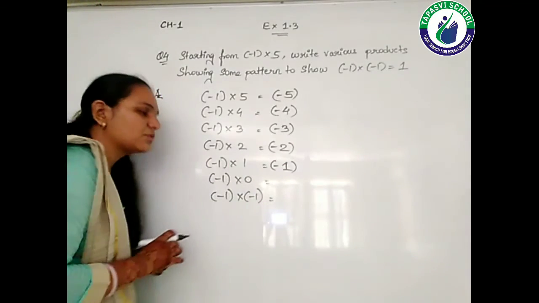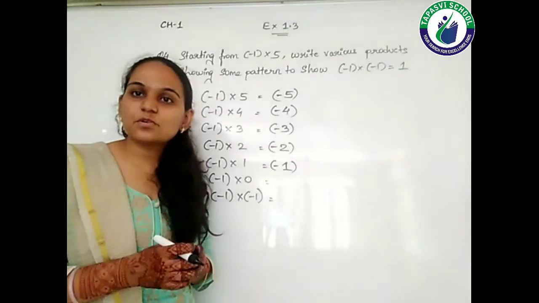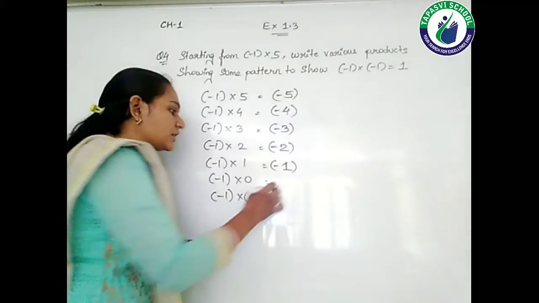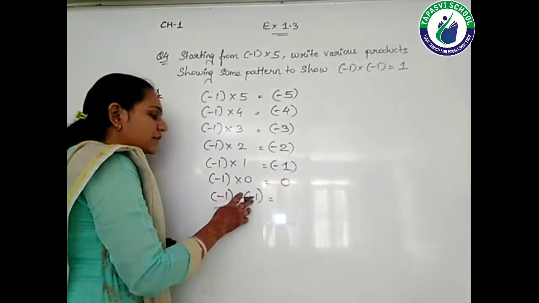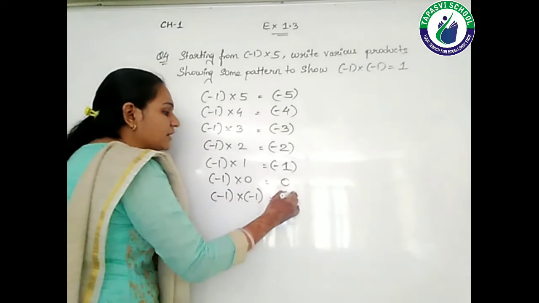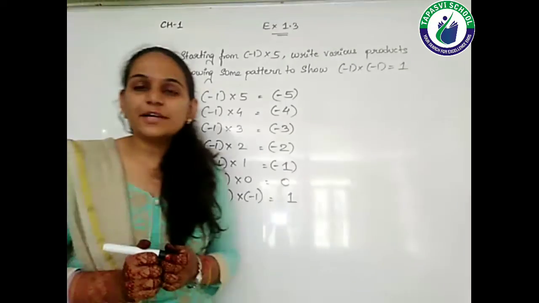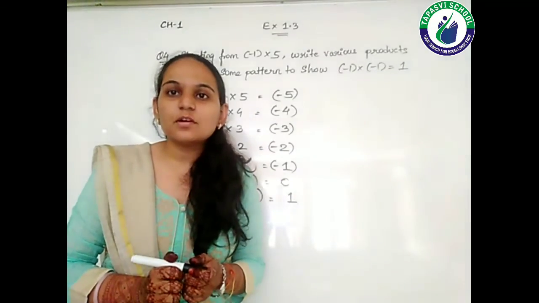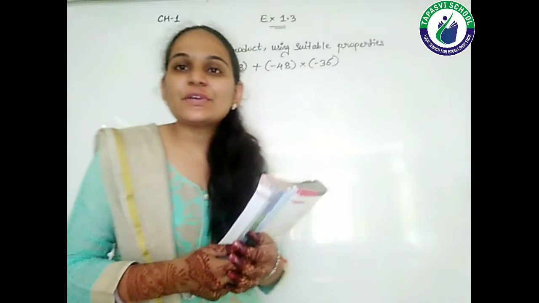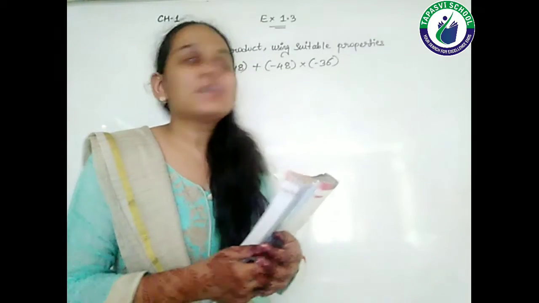Minus 1 into 0, whatever the number you multiply with the 0, you get the answer as 0 only. Now minus 1 into minus 1, so 1 ones are 1 and minus minus it is plus. Right students, I hope you understood the question number 4. Okay students, now let's see the question number 5.